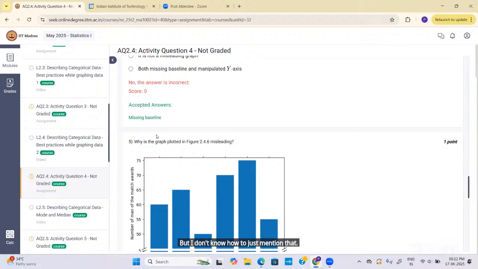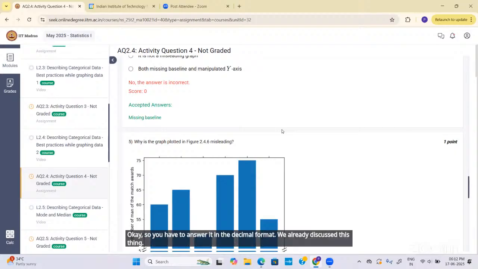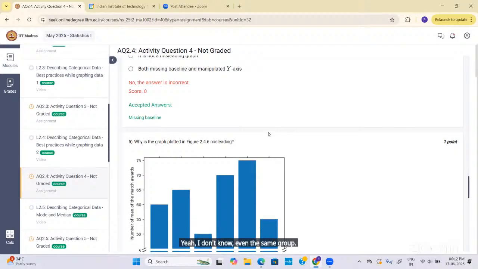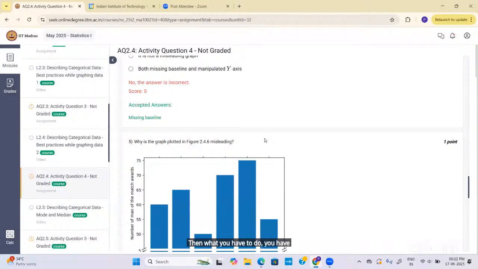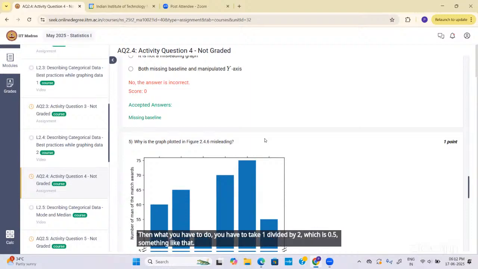So you have to answer it in the decimal format. We already discussed this thing. If they're asking for a ratio, we should answer in the decimal format. Suppose your ratio is coming 1:2. Then you have to take 1 divided by 2, which is 0.5, something like that. Oh, yes, ma'am.